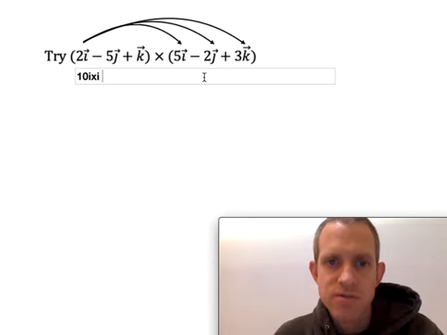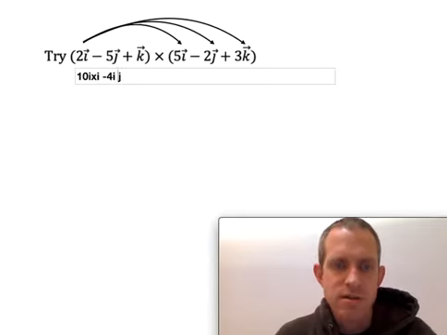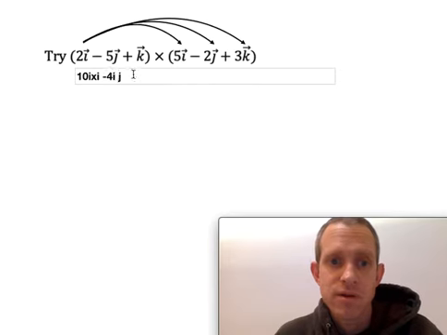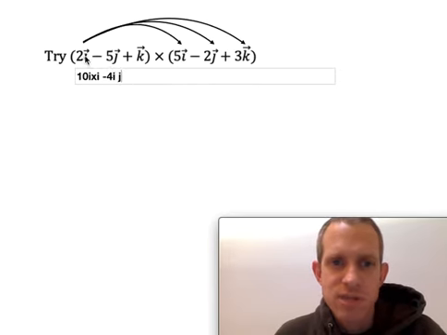2i times negative 2j would be negative 4i crossed with j. By the way, vector multiplication is not commutative, and so it's very important that you keep these in the correct order, i crossed with j. And see, the last multiplication there would be 2i with 3k, so that would be plus 6ik.